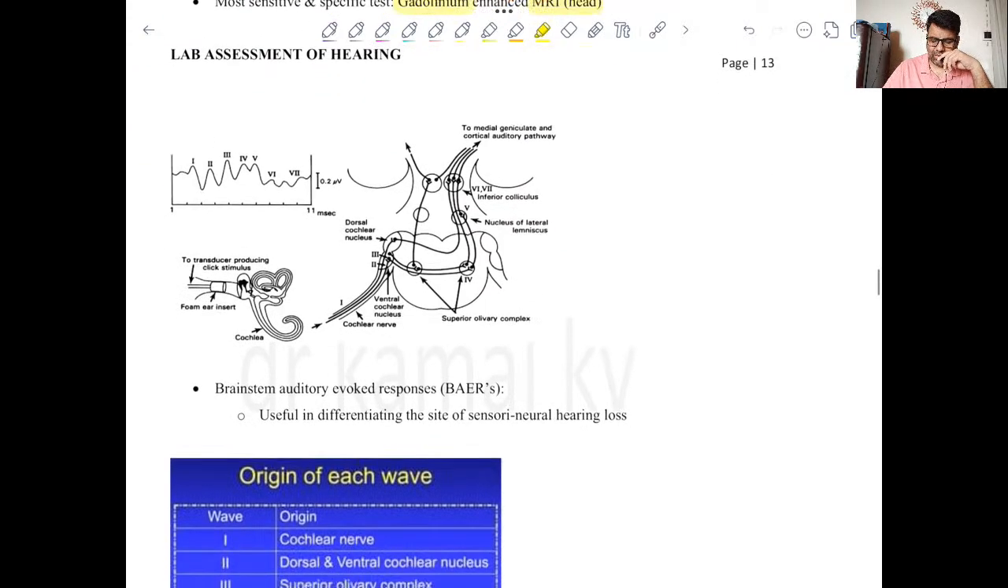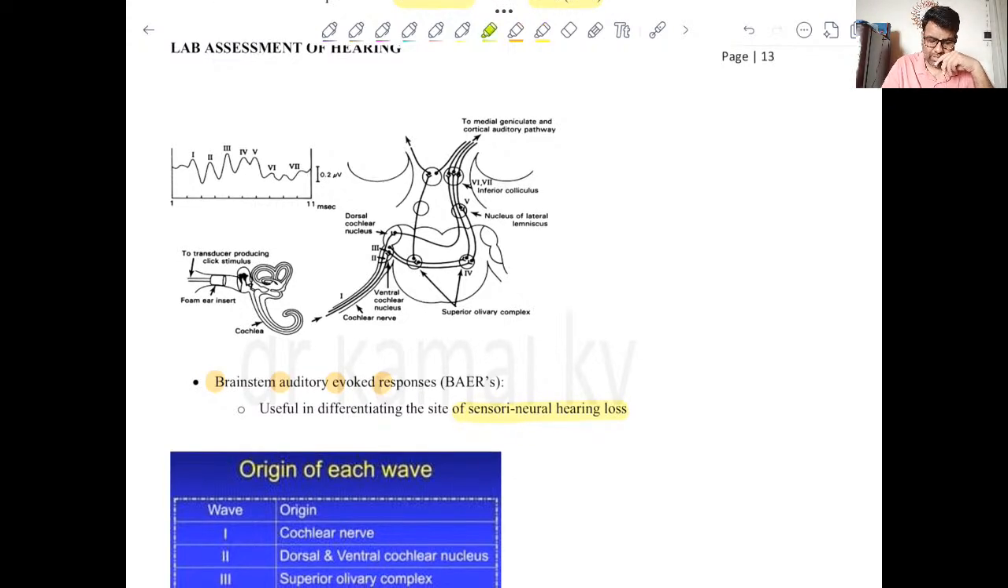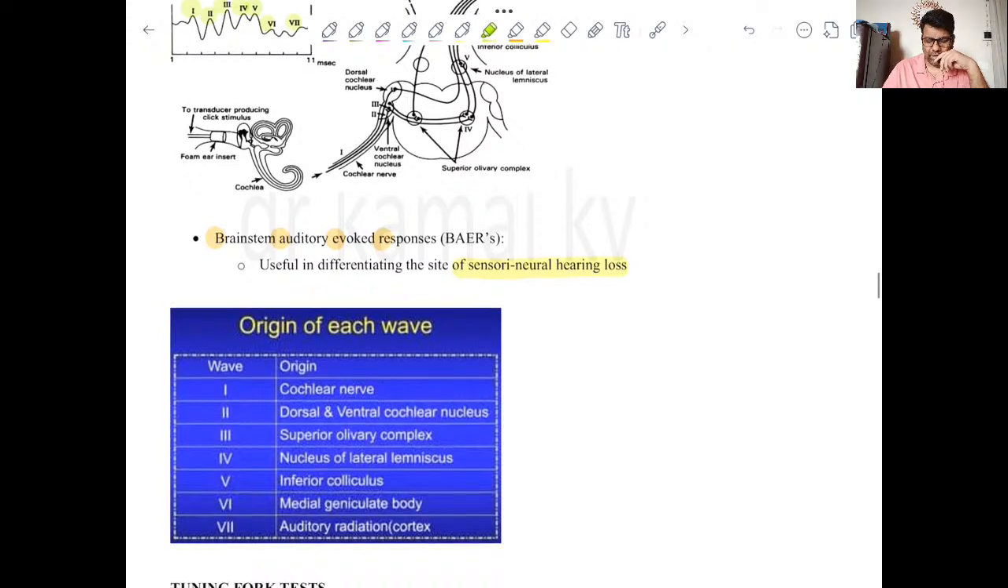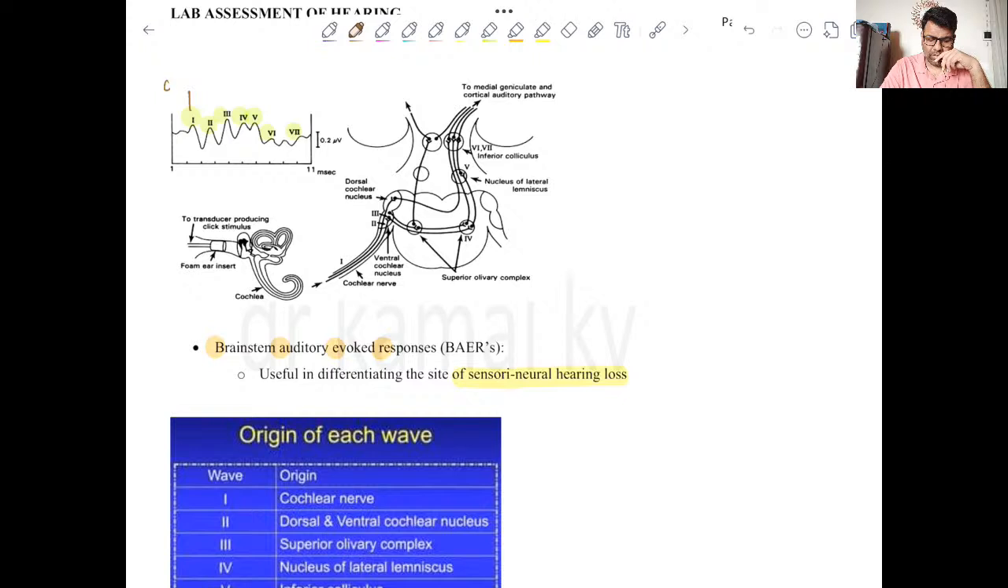Then moving forward to one important investigation, and that is BERA, or you can also write it BER, brainstem auditory evoked responses. And this actually helps us in differentiating the site of sensorineural hearing loss. So what you can see here, you can see a few waves, 1, 2, 3, 4, 5, 6, 7, and these waves are generated from different parts of the neural pathway of hearing. So wave 1 is related to cochlear nerve, the 8th, right?